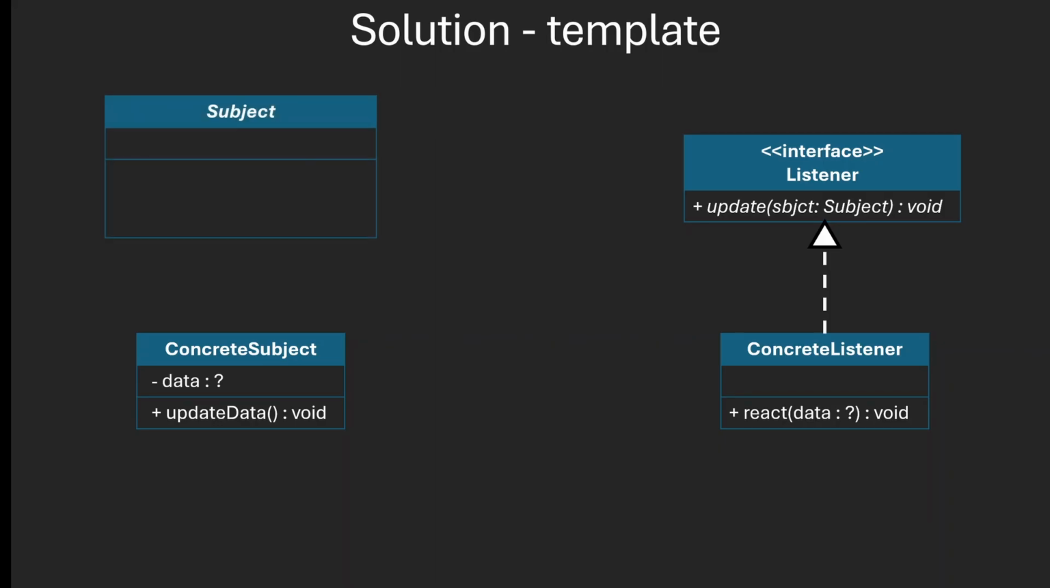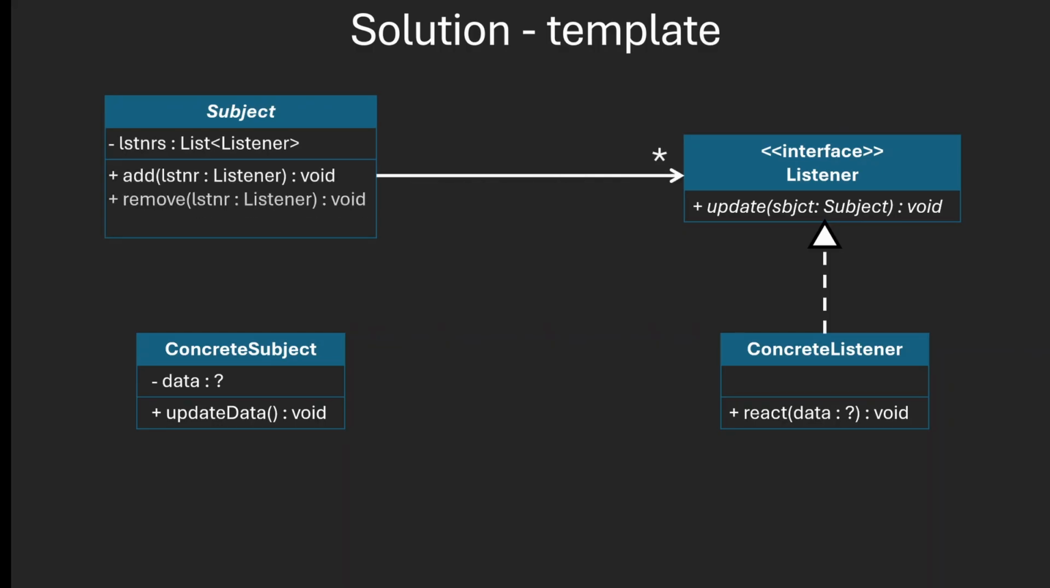And what is this subject? It is an abstract class which provides some helper functionality. It will contain a list of listeners. There are methods to add or remove listeners. And then the last method, notify. This one is protected, so only subclasses can call it. The purpose of the notify method is to iterate over the list of listeners, and for each listener call the update method with the concrete subject instance itself.